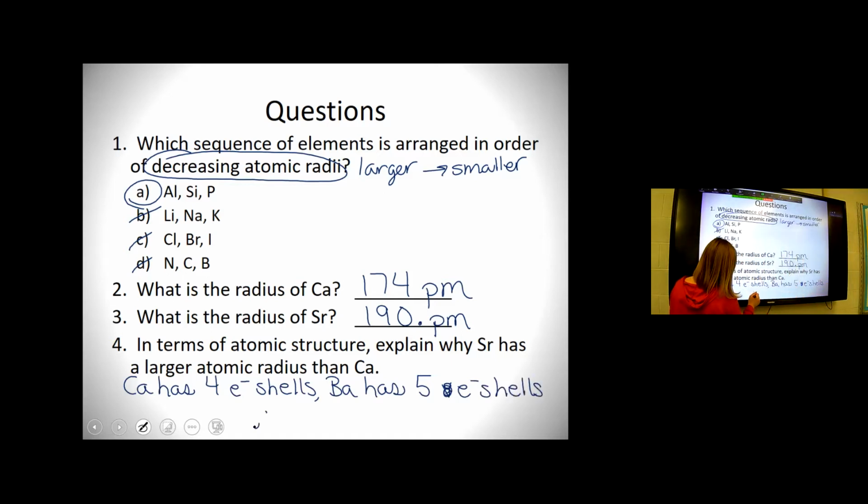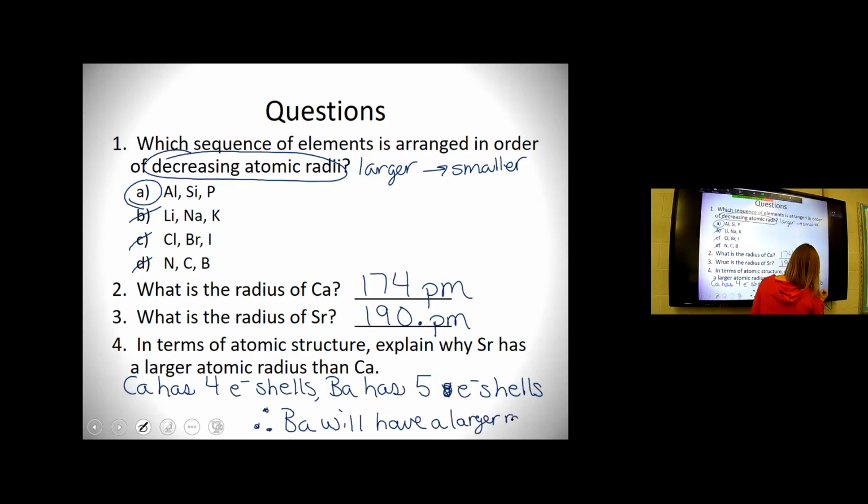Therefore, Sr will have a larger radius. So if Sr has 1 extra shell, it is going to have a larger radius. So you could have just said that Sr has 1 extra electron shell.